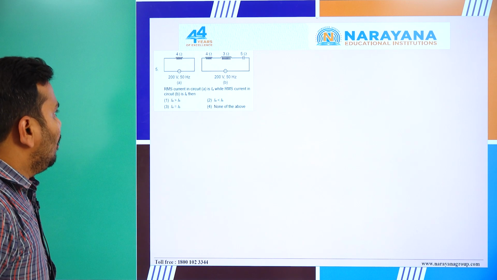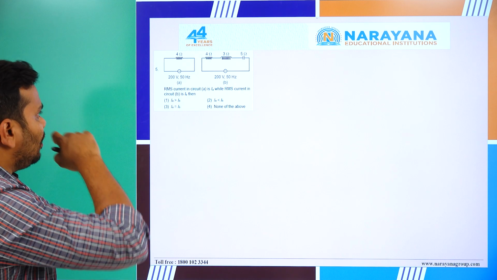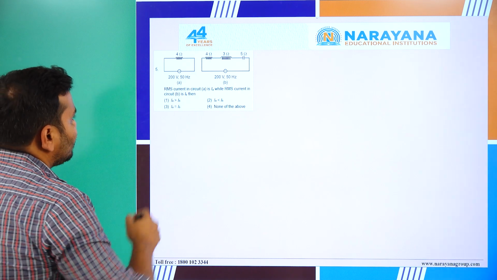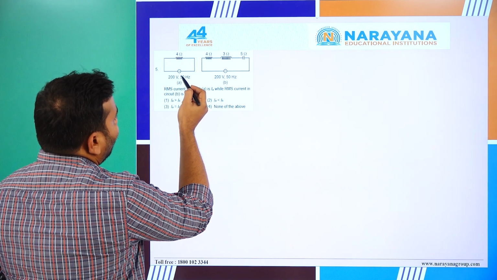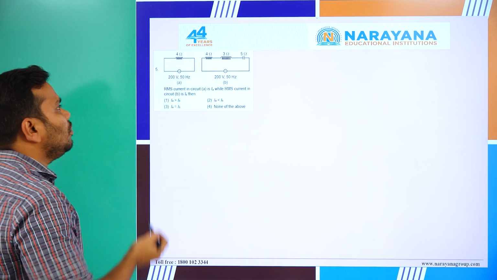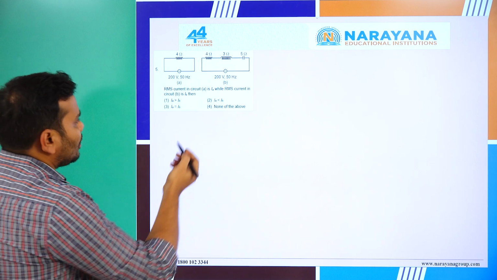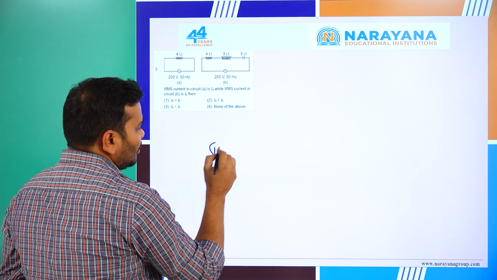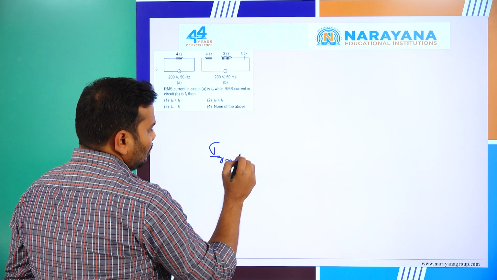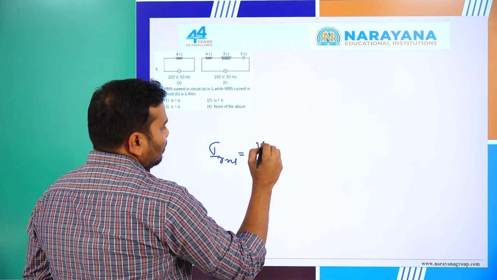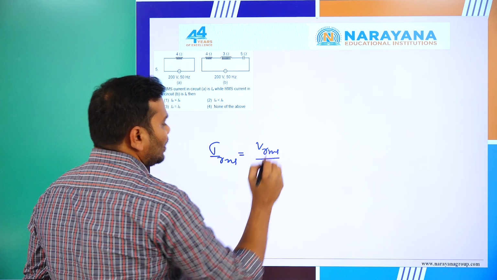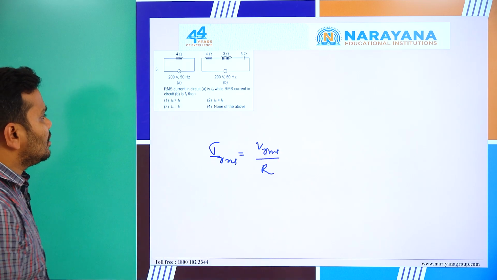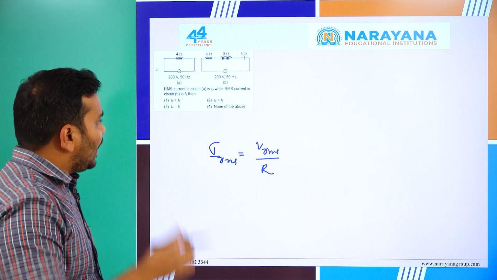this question is also from AC, and here in the first case, in figure A, they have given that an AC source is connected to a resistor. In this case, I can directly write I_RMS is equal to simply V_RMS by the resistance value. So here the resistance value is 4 ohm.